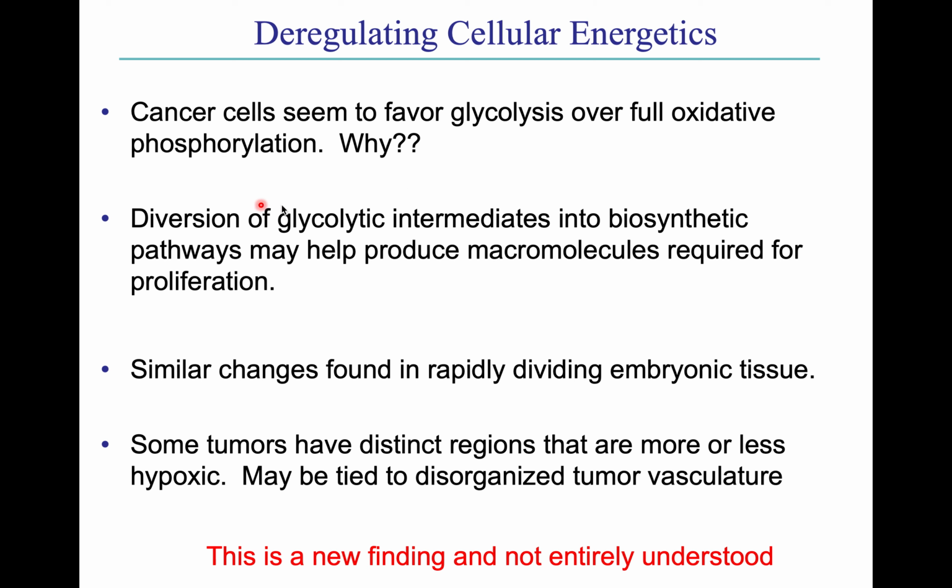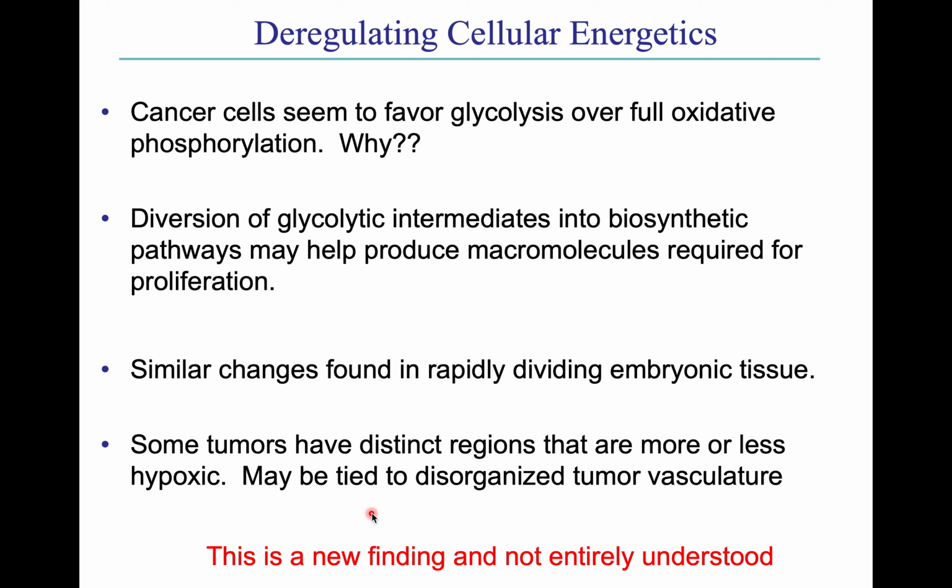There's some thinking that some of the intermediates produced during glycolysis can be diverted into some of these other biosynthetic pathways that are producing macromolecules that are in short supply in these rapidly dividing cancer cells. And we do find something similar going on in many populations of rapidly dividing embryonic cells as well. So it seems like this may be a pretty typical phenomenon found in rapidly dividing cells, either healthy or cancerous.